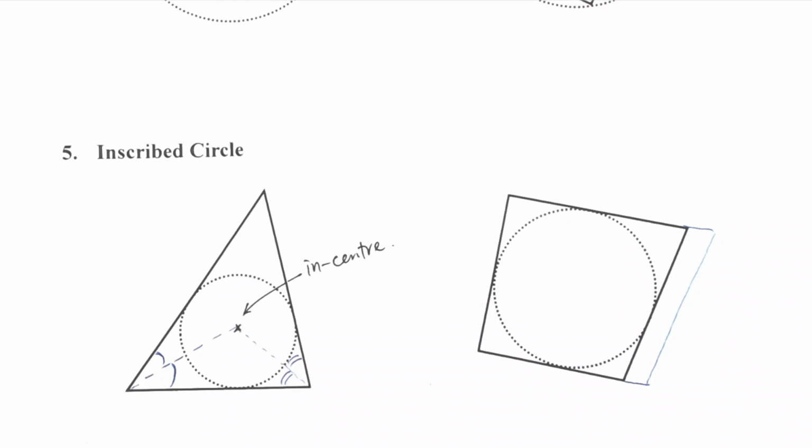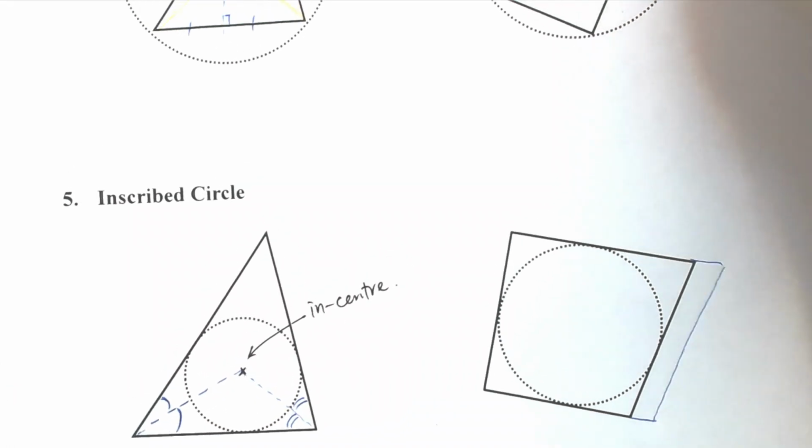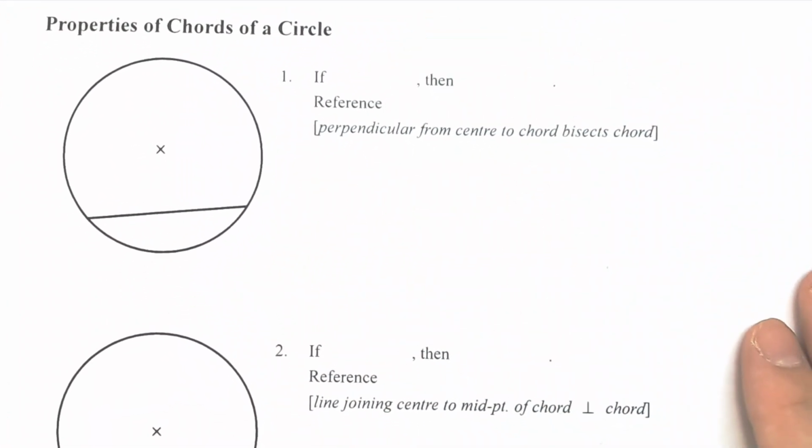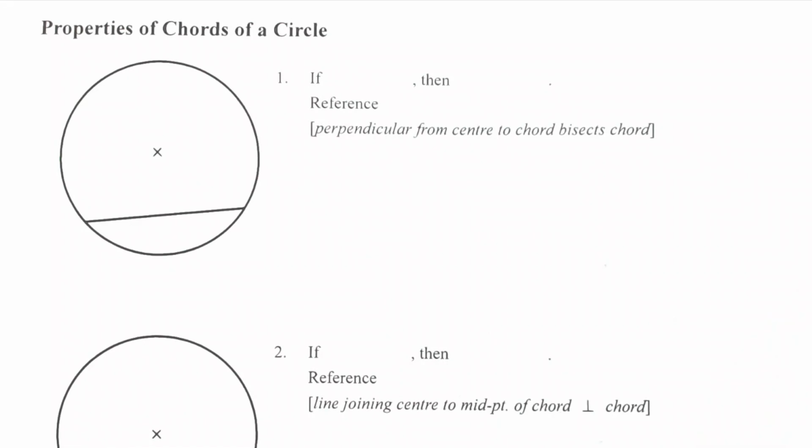Okay? Now, after knowing some special circles, we come to a new world to investigate the relation of the lengths and the angles inside a circle. So the first thing you need to know is about the properties of chord of a circle.